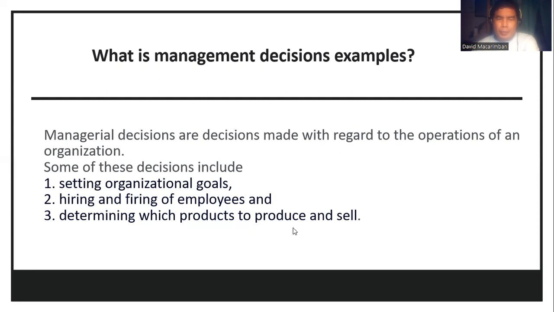Determining which products to produce and sell. Okay, so ito ay management decision examples ay as discussed a while ago na kung ano yung mga produkto na in demand sa market, yun lang ipoproduce natin. And at saka ibebenta. So, yung former products natin na hindi na siya ngayon in demand, so gawan natin ng study or research.